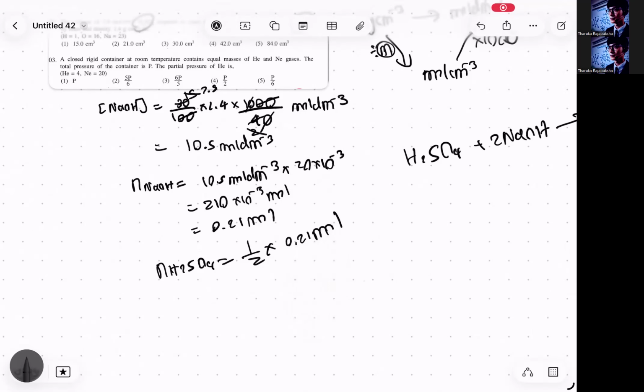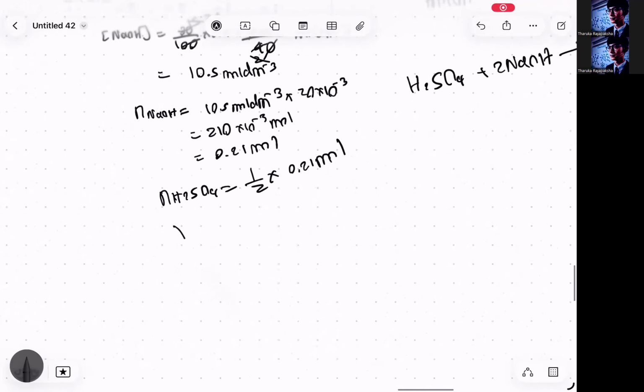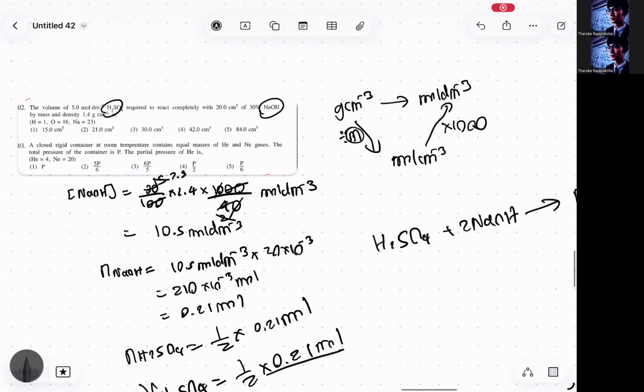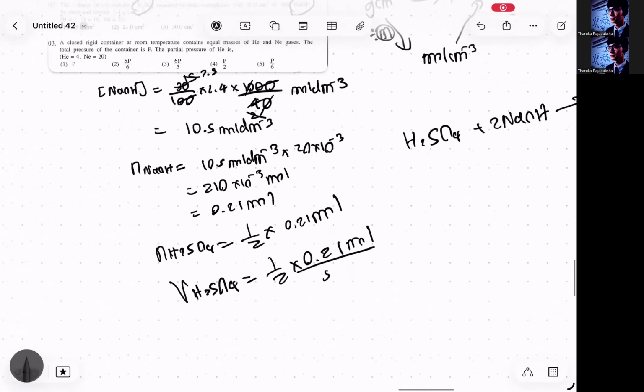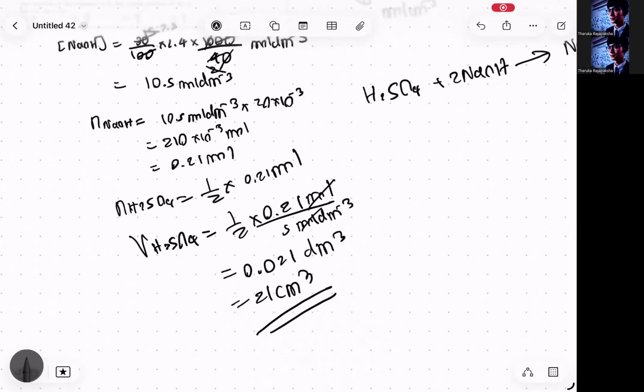Half into 0.21 moles. Right. If you know the number of moles, then you can calculate the consumed volume of H2SO4. You divide that by the concentration, 5 mole per cubic decimeter. Moles and moles cancel off, 5 into 2, 10. That's going to be 0.021 cubic decimeters. That's going to be 21 cubic centimeters. Right. So there you go.